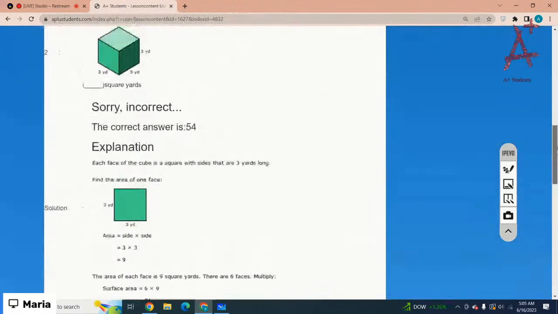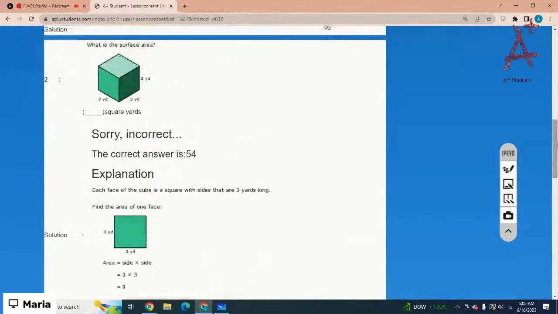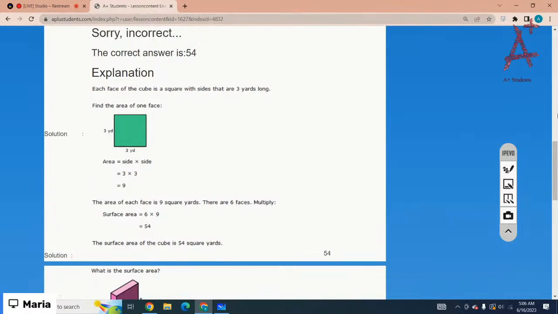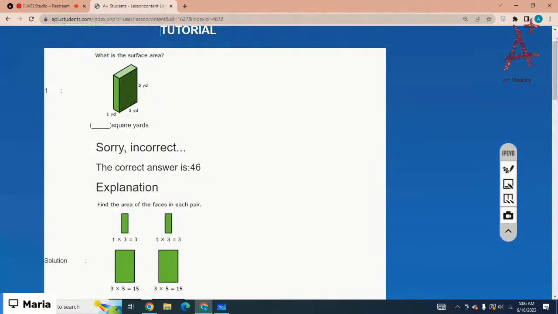what is the surface area of the cube? So each face of the cube is a square and they all have the same side length. That means 3 yards. Got it? So the area of just one side is 9 and the cube has total 6 sides. Got it? So you need to do 6 times 9. That means the area of the cube is 54. Cube has 6 faces. Got it? So you have to do 6 times the area of one face. So it would be 6 times 9. So it would be 54. Got it? Let's just start with the practice questions.